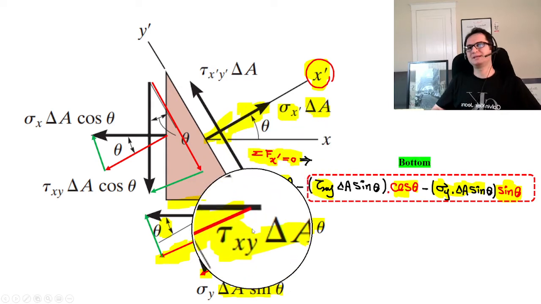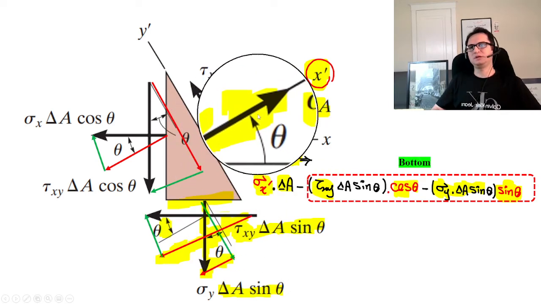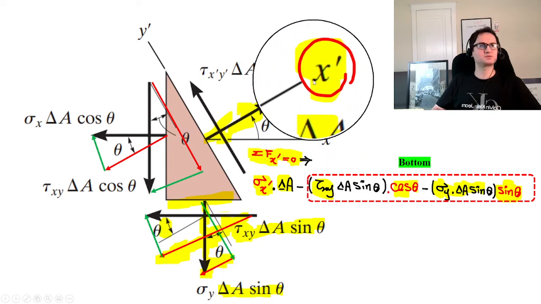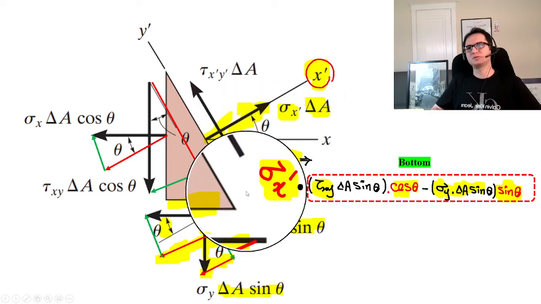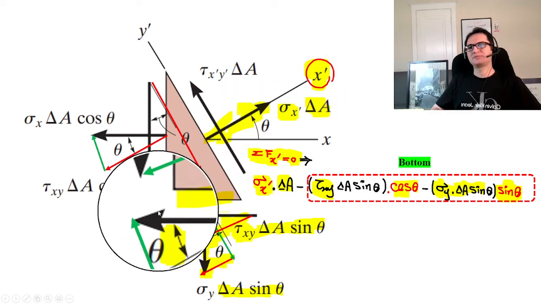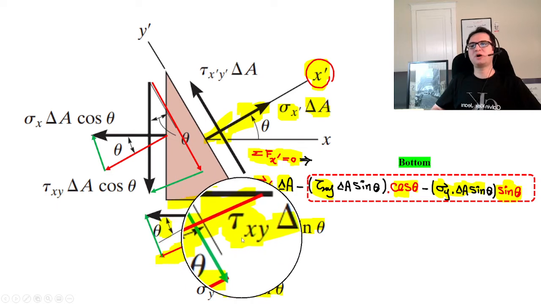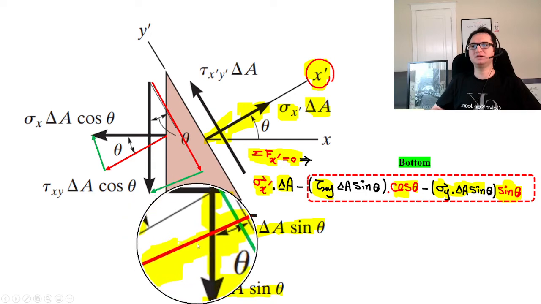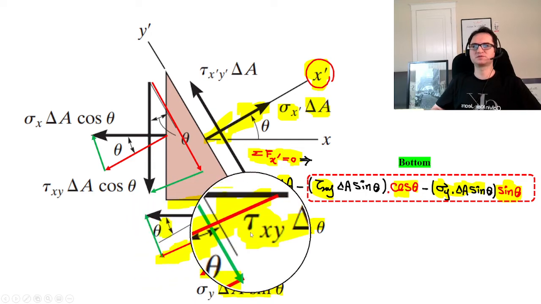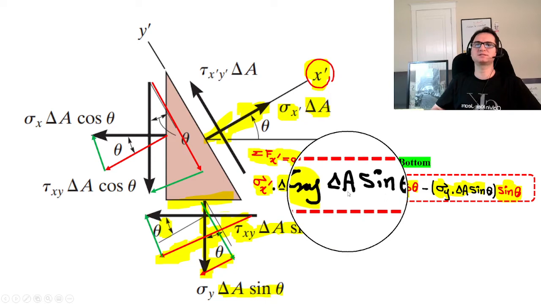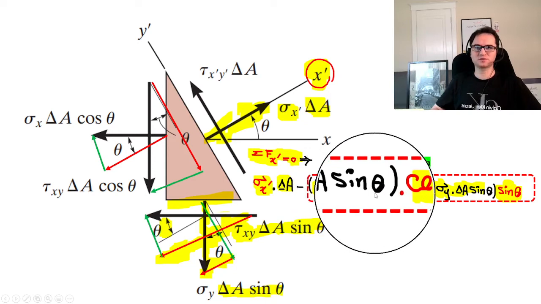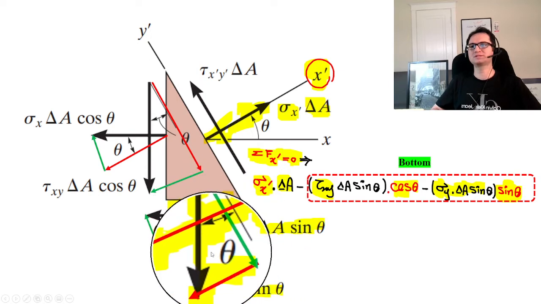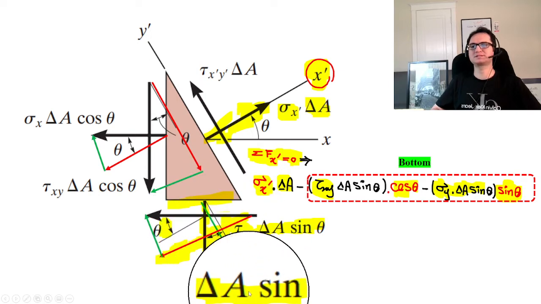Again, we need the forces which oppose sigma x prime delta A in the x prime direction, so we need a negative x prime. That's tau xy delta A sine of theta, which is this force, with the component of cosine of theta. And the other one is sigma y, which is the normal force that applies on the plane of delta A sine of theta.